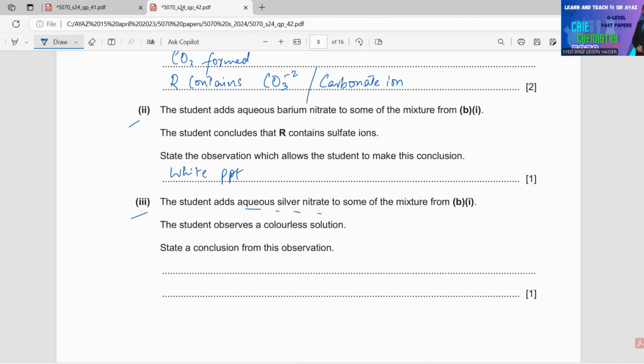So you have to write down the name of these halide ions because halogen contains other elements also. So you write: no chloride or bromide or iodide ions present. This will be the complete answer for this part.